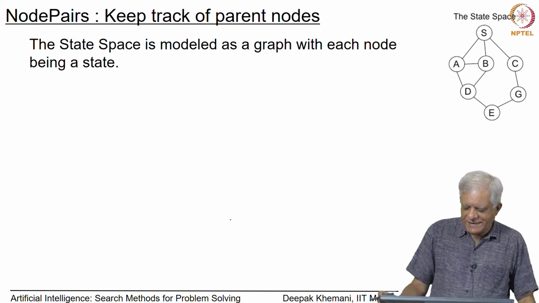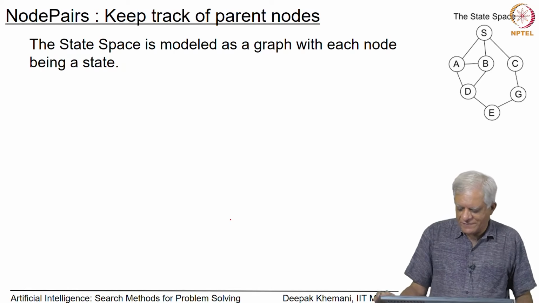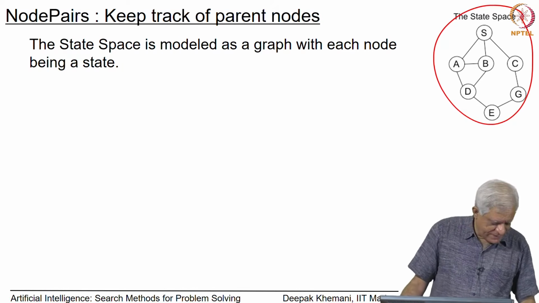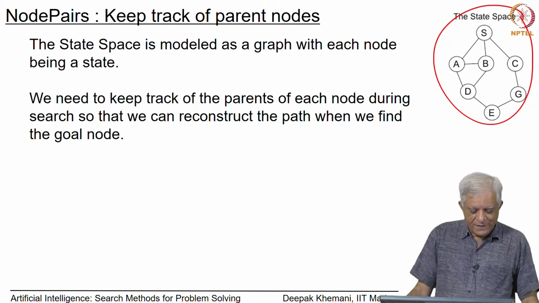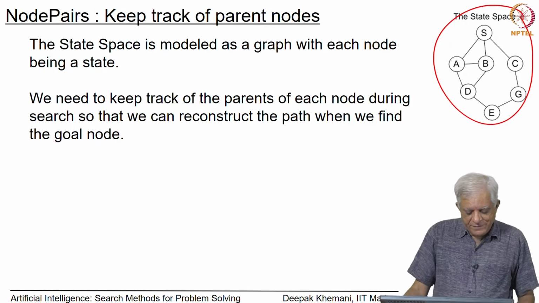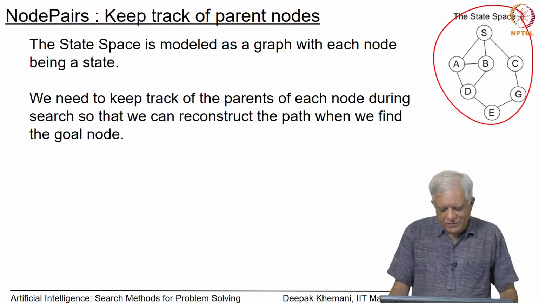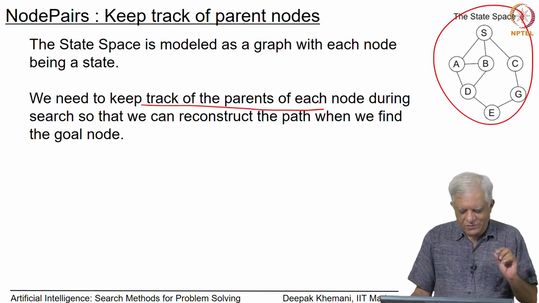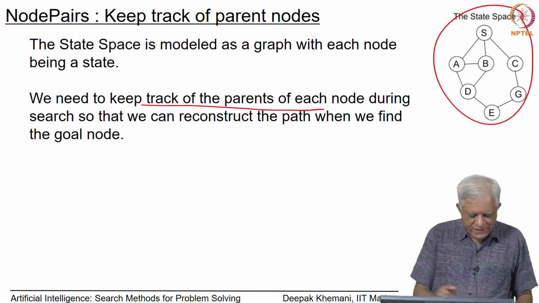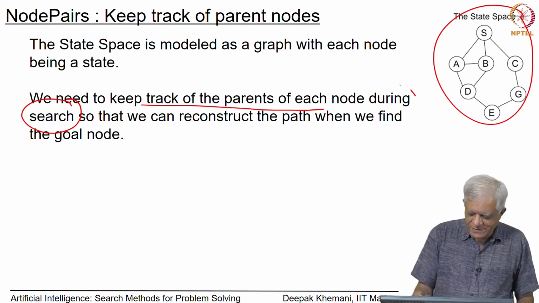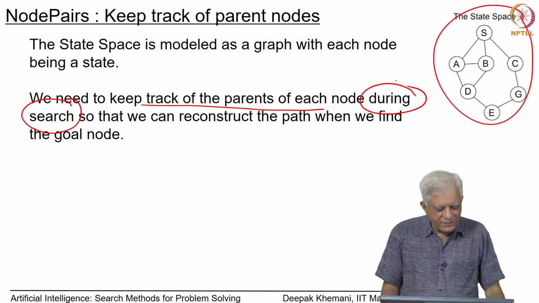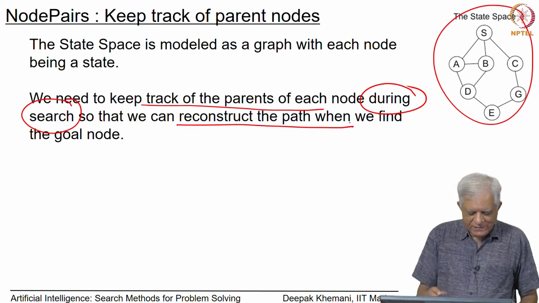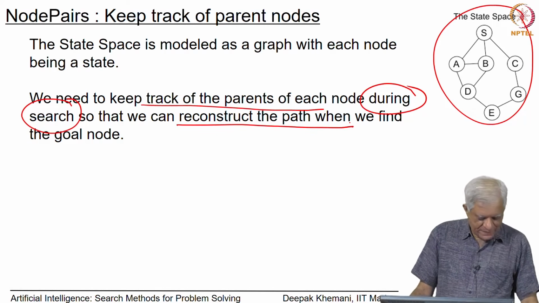and the state space, as we have seen, is modeled as a graph, and that is depicted here. That is the space in which we are trying to solve the problem. But we also want to keep track of the parents of each node: where did that node get generated from? And we want to do it during search. So, in the search tree, we want to keep track of parents, so that we can reconstruct the path when we find the goal node.